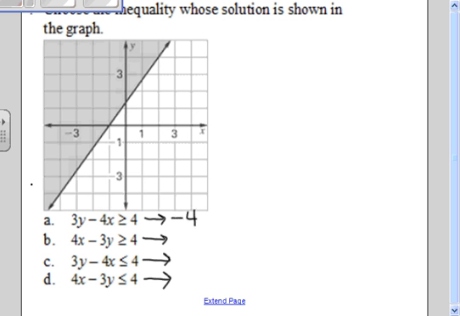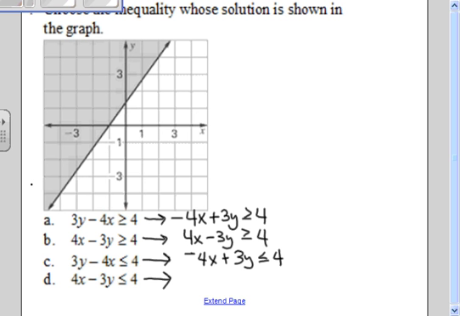So, so that I don't get confused, I'm going to make this negative 4x plus 3y, just using the commutative property, is greater than or equal to 4. This is going to be 4x minus 3y is greater than or equal to 4. You'll notice they're very, very similar. This needs to be reversed. I want my x first. Negative 4x plus 3y is less than or equal to 4, and this one's fine. So 4x minus 3y is less than or equal to 4.